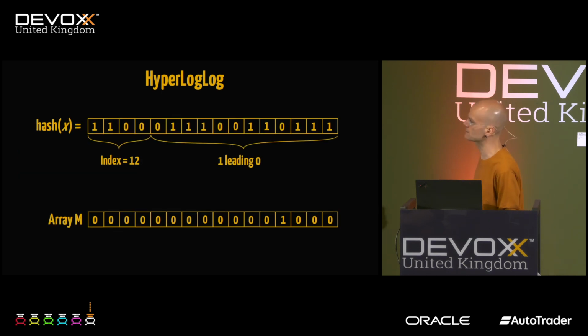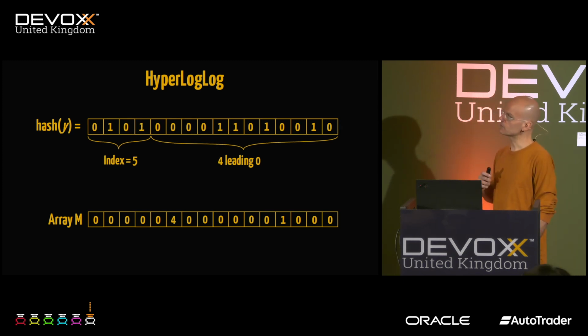Let's see it in practice. We insert x. We apply the hash function, we get a number. This is the binary representation of the number. We take the first 4 bits. The decimal value of 1100 is 12. So 12 is the index where we're going to write the number of leading zeros into the array. The number of leading zeros is 1, so we're going to write a 1 in the array M at position 12.